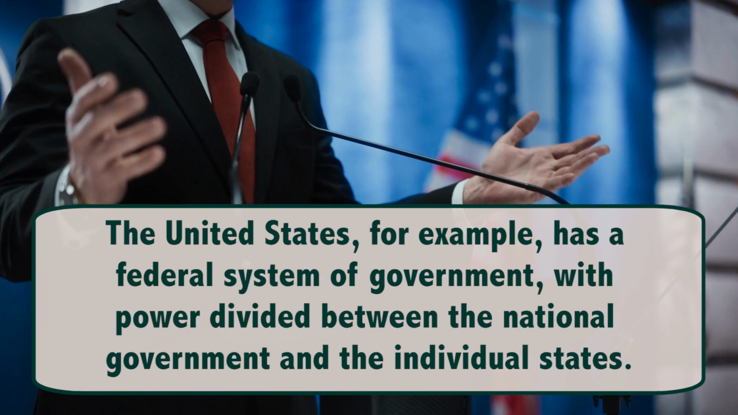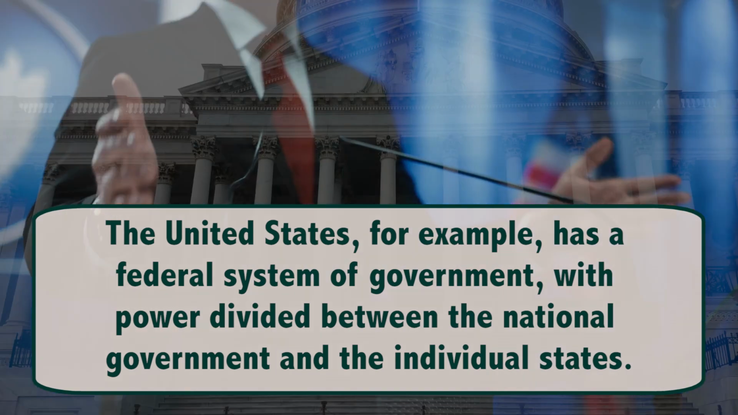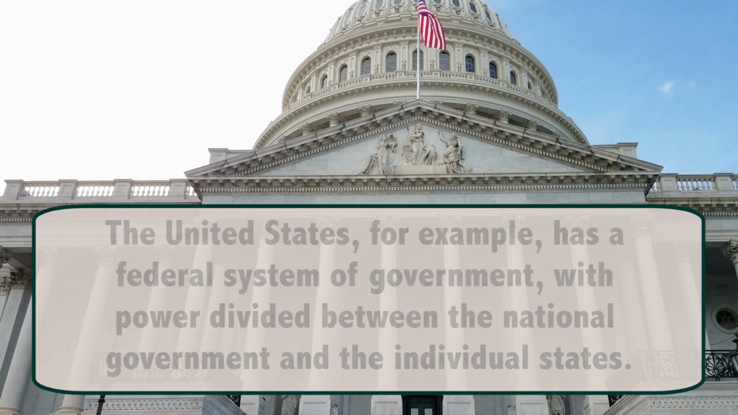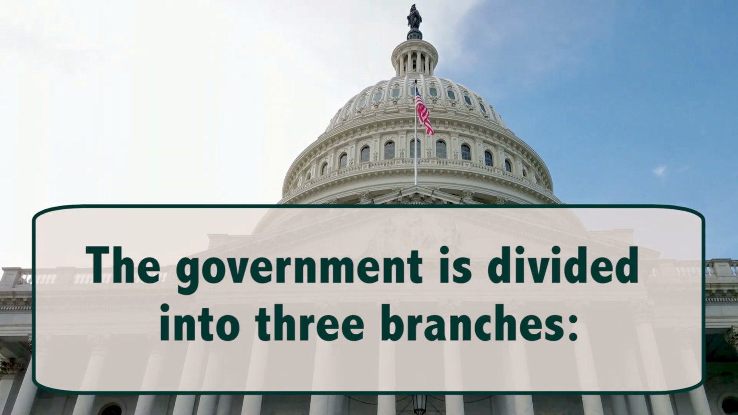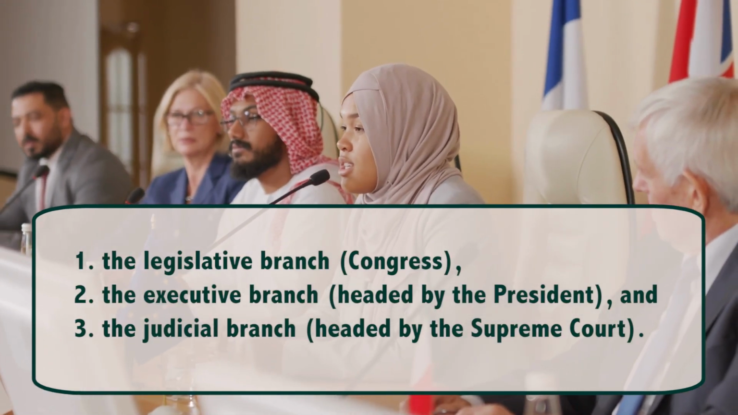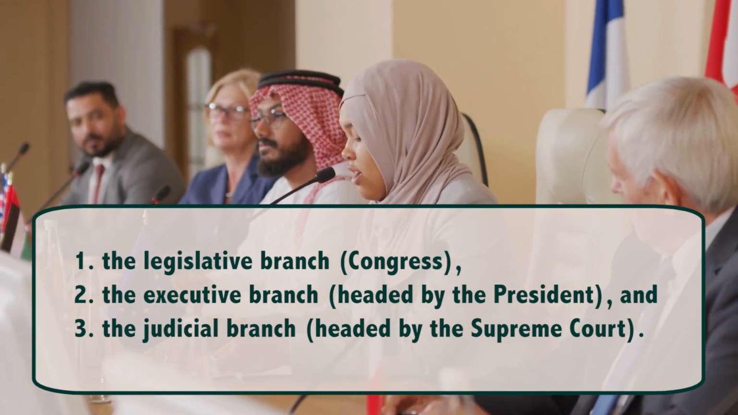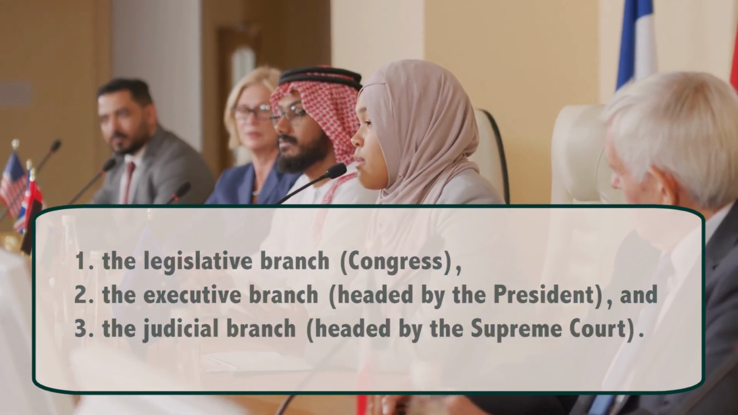The United States, for example, has a federal system of government, with power divided between the national government and the individual states. The government is divided into three branches: 1. The legislative branch, Congress. 2. The executive branch, headed by the President, and 3. The judicial branch, headed by the Supreme Court.